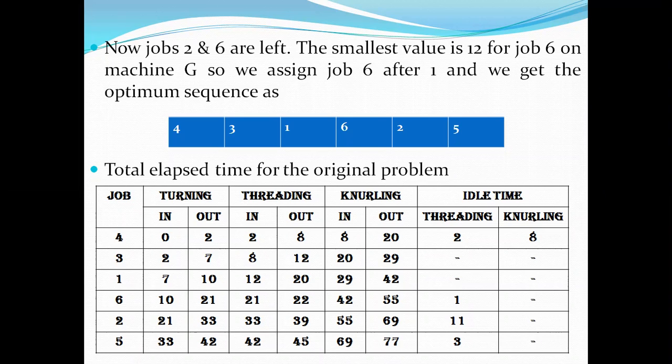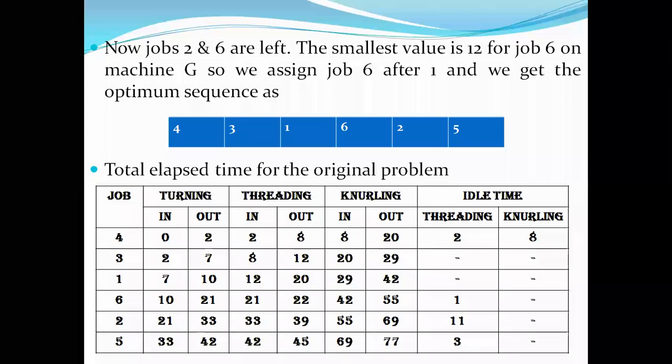And in the case of knurling, there is only a delay at the initial stage, that is job number 4. Later on, it continuously moves on without any delay conditions. Alright, so here how we have obtained these mean difference values, we'll be verifying here once.